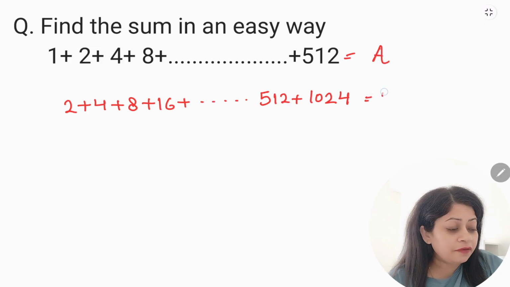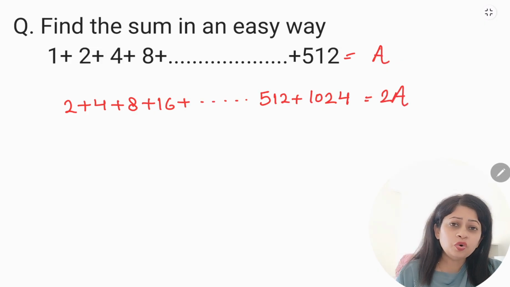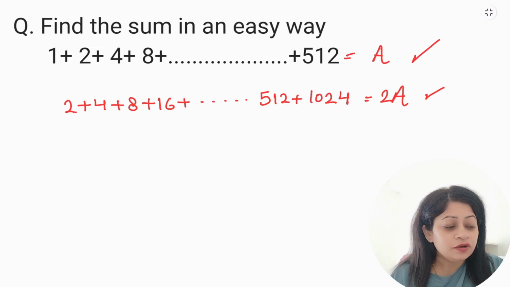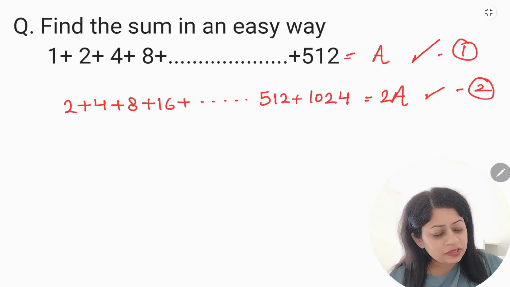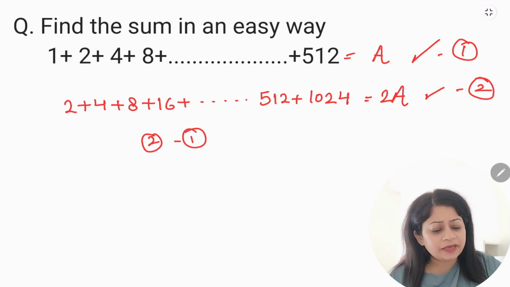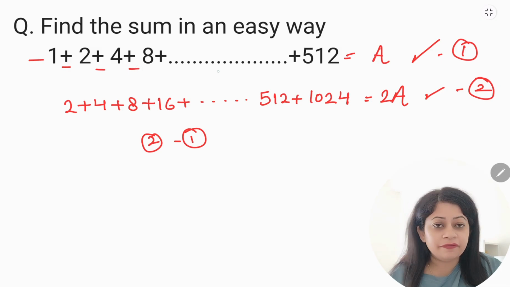Here we have 2a. So we got two statements now. One statement says that a is equal to this, and another says that 2a is equal to this. Right? Because I want to find out the value of a, right? So what will I do? I will subtract equation number 1 from equation number 2. 2 minus 1, right?